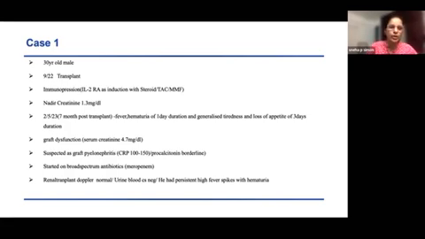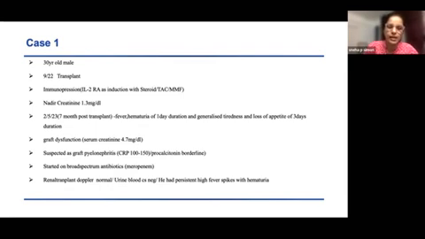First case is a 30-year-old male. He had undergone transplant in September 2022, with an interleukin-2 receptor antagonist as induction and triple immunosuppression. He maintained a creatinine of 1.3 milligram per deciliter throughout.